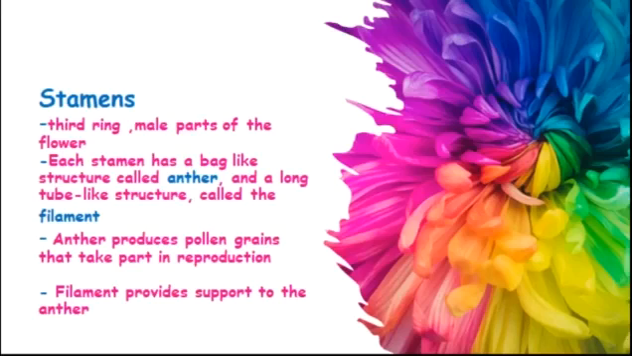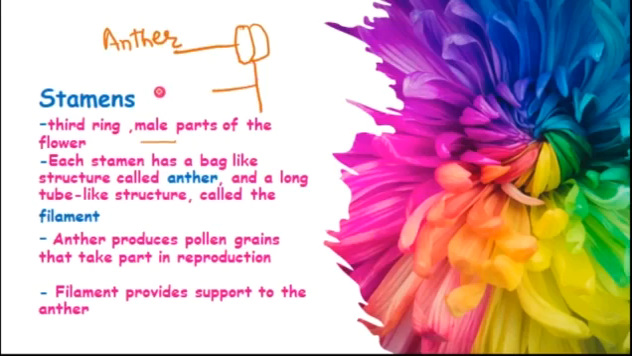So next, let's discuss stamen in detail. Stamen is the third ring and is the male part of a plant. As I have already shown you earlier in the picture, a stamen has a bag-like structure. This bag-like structure is called the anther, and it has a long tube-like structure. This is called a filament.